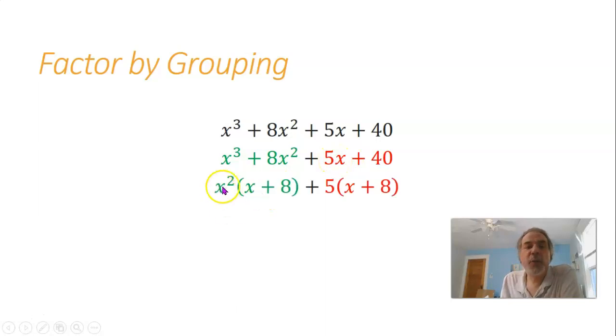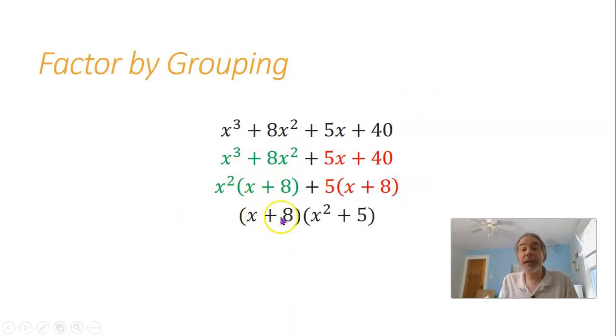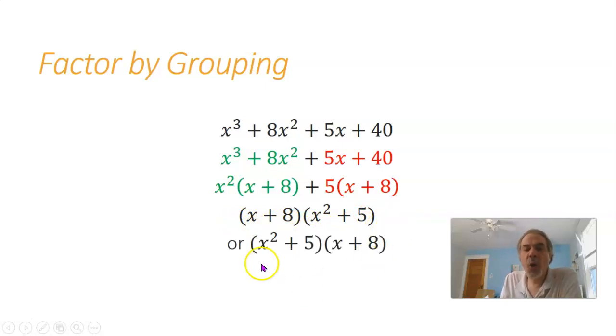5. So when we pull out x squared times x plus 8, plus we pull out 5 times x plus 8. Oh, look! I see something exciting. I've got an x plus 8 here and also here. So this green part and this red part have a common factor of x plus 8. And I can factor that out. I can pull out the x plus 8 times the x squared here plus the 5 here. So now it is factored because the whole thing is written as something times something else. X plus 8 times x squared plus 5. Or if you'd rather write those the other way around, you can put the x squared plus 5 first times the x plus 8.